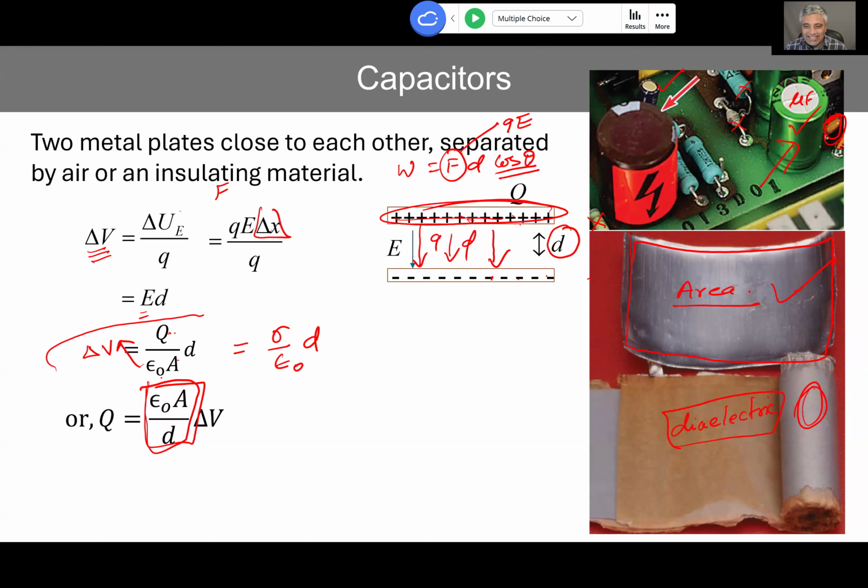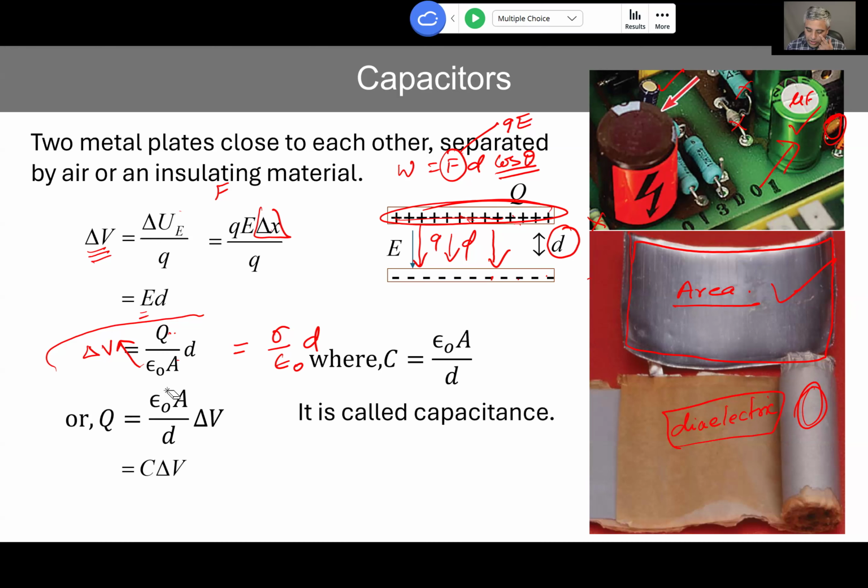So those three constants are denoted by a single constant. And since it came from the capacitor, we say, okay, that's the capacitance of a capacitor. See, capacitor is a device. Capacitance is its capacity. So capacitance is capacity, and capacitor is the device. The name of this device is capacitor, and capacitance is the capacity of that capacitor.